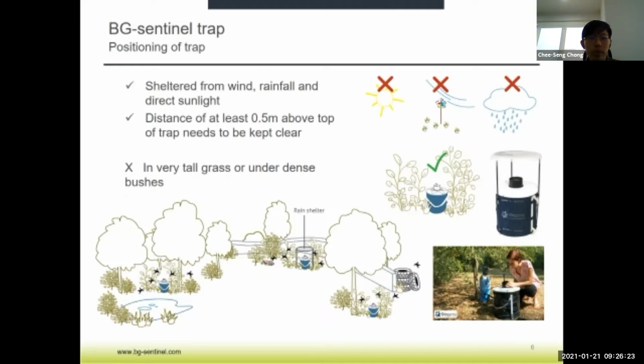One thing to note as well is that for the trap itself, you need a certain clearance above the trap, and it's recommended that there should be at least 5 meters, and this will apply to some traps that we'll discuss later on as well. So these are some of the typical placements where you put it under shade of trees or with shelter and so on. Really it is to avoid very dense bushes and to ensure that it's sheltered.